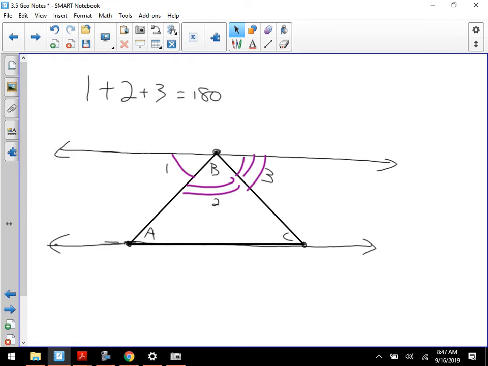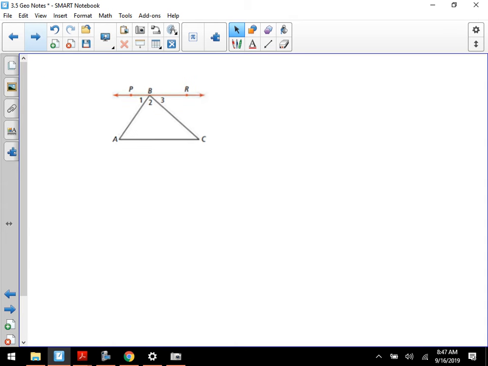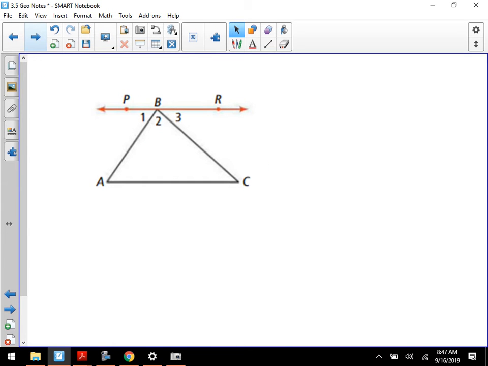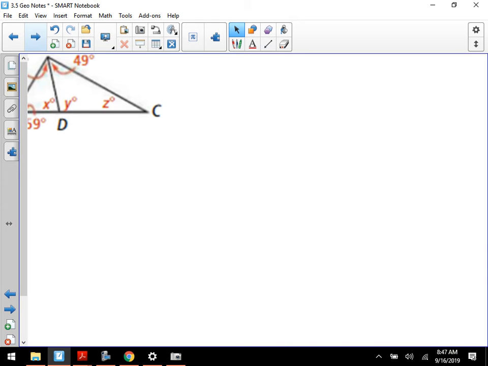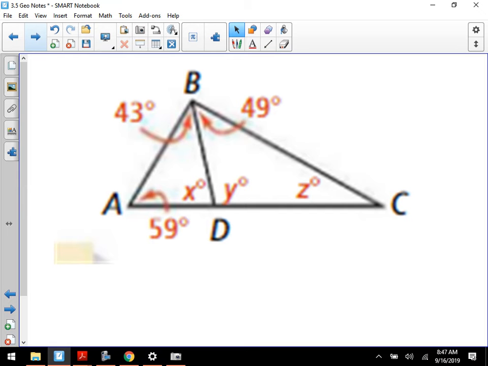Anyway, so what happens then is that we can do stuff like this. We did this, and we know that those three angles, angles 1, 2, 3, also add up to 180. What happens here is that we can get into triangles now. And like we were talking a second ago about the 180 stuff, we can find missing angles.